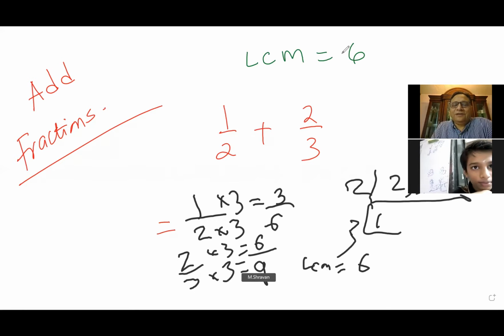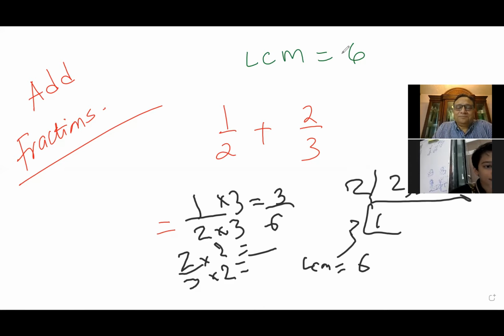Perfect. Why did you multiply by 3? You should multiply 2 by 3 by 2, right? Because you need a common denominator as 6, correct? Oh, sorry. Lack of concentration, I know. Correct. So 4 over 6, right?